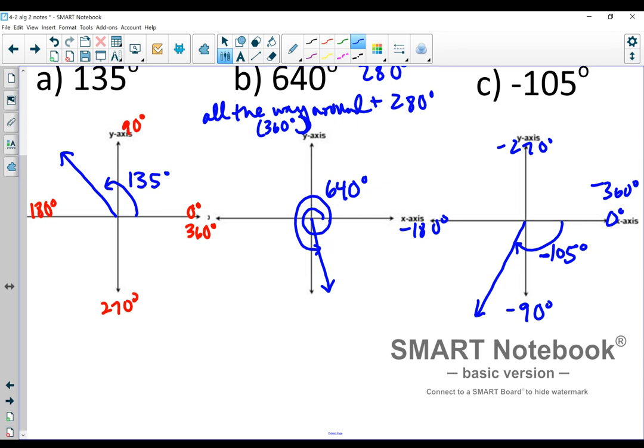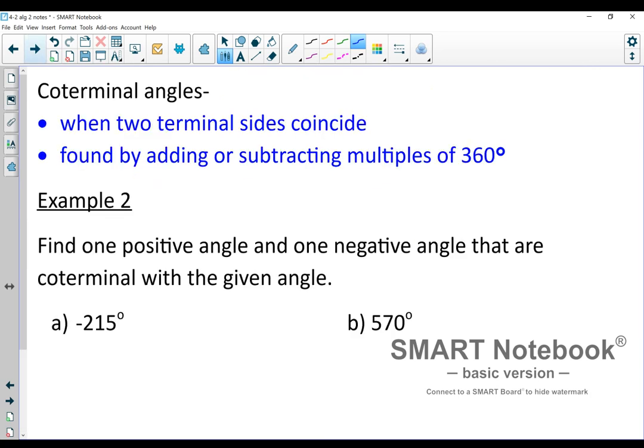So just a little bit of background on drawing angles that you might have missed last year. This is kind of a combination of Algebra 2 and Precalc stuff. So coterminal angles, when two terminal sides coincide, are found by adding or subtracting multiples of 360.